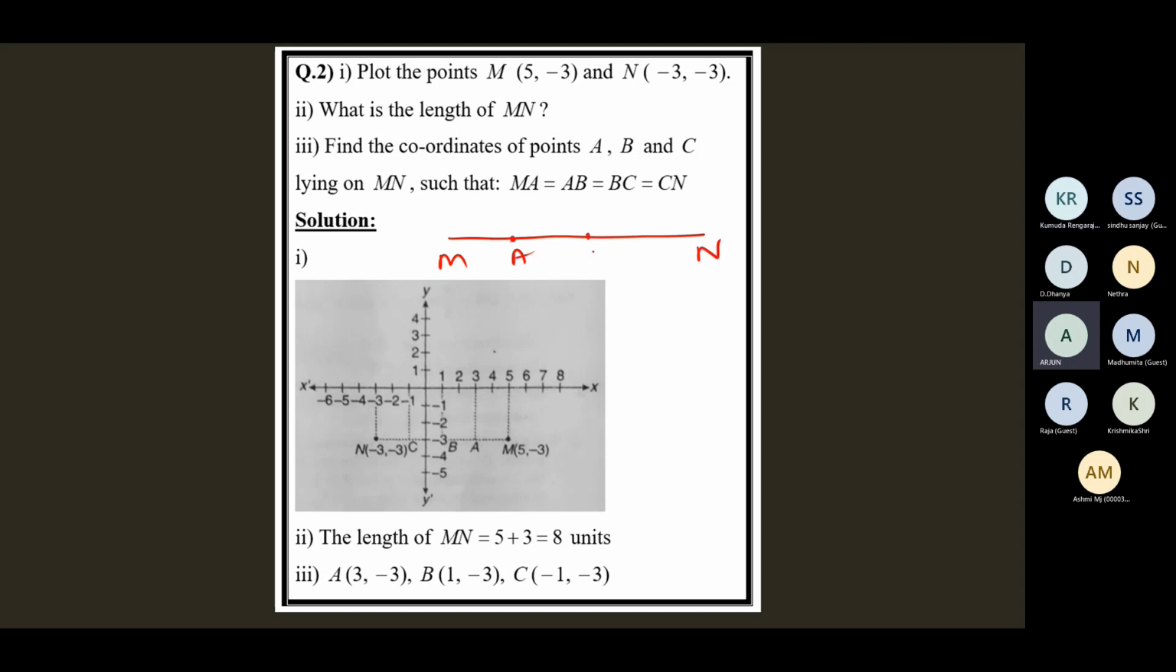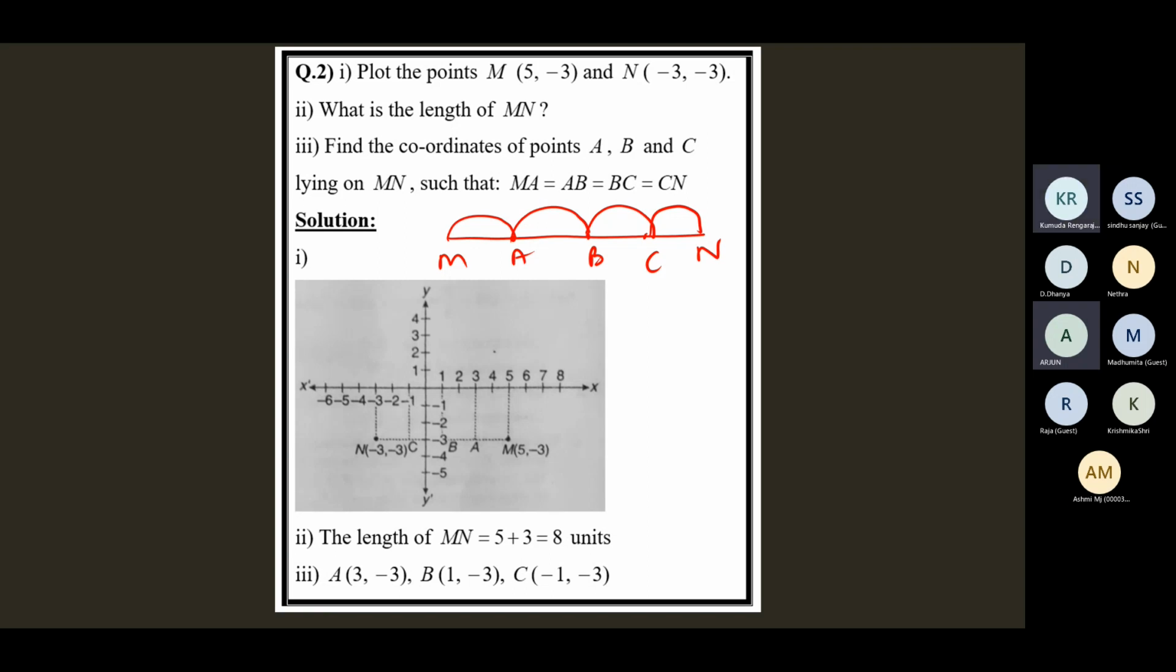A, B, C on MN such that MA is equal to AB is equal to BC is equal to CN. That means the points A, B, and C divide the line segment MN into 4 equal parts. That's why it's given MA is equal to AB is equal to BC is equal to CN.